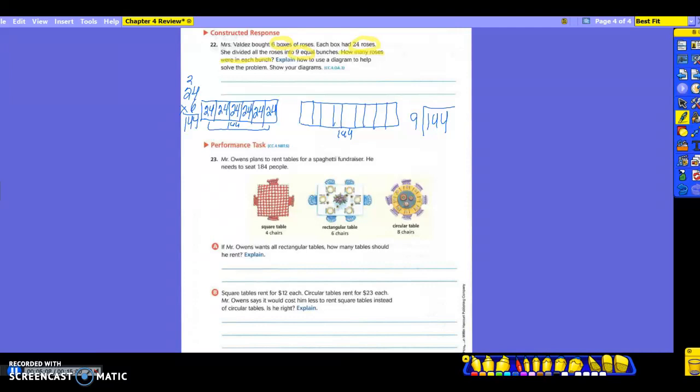14. How many times? Once. 1 times 9. I'm going to subtract 14 minus 9 and I get 5. I'm bringing down my 4. So I have a total of 54. How many times does 9 go into 54? 6. 6 times 9 is? 54. So do I have a remainder? No. No. So what's going in these boxes? 16. 16s.